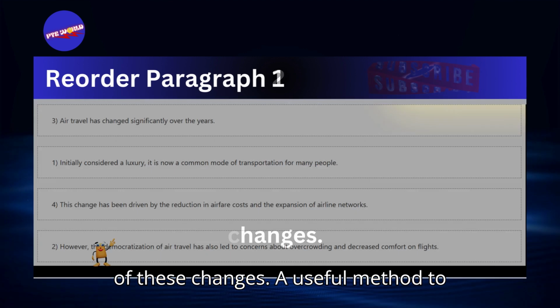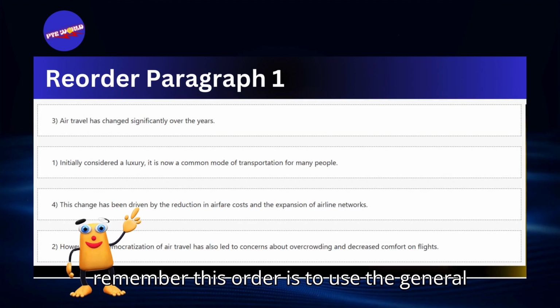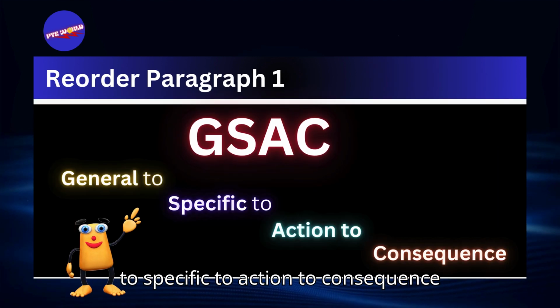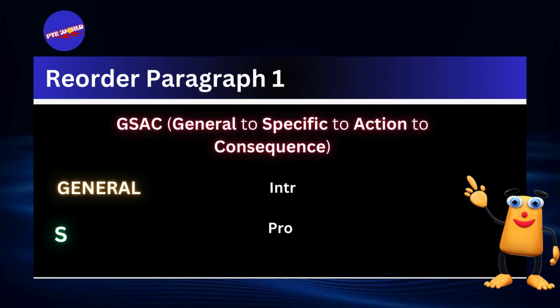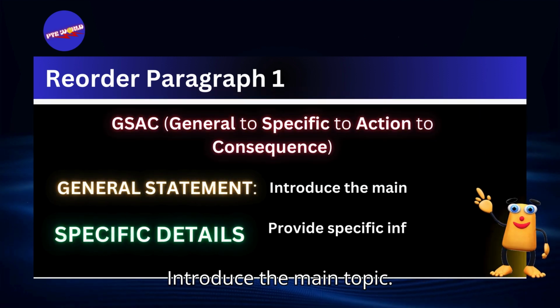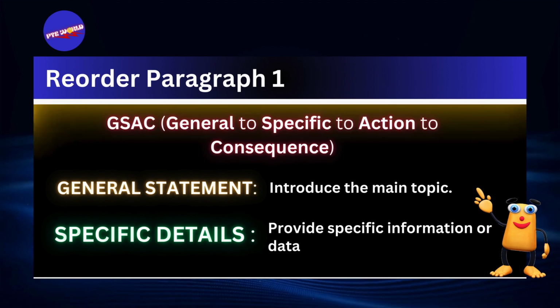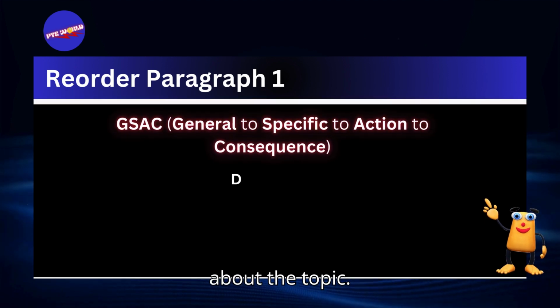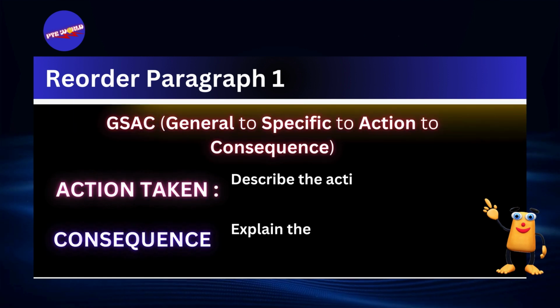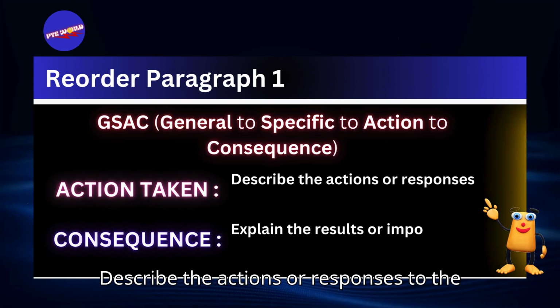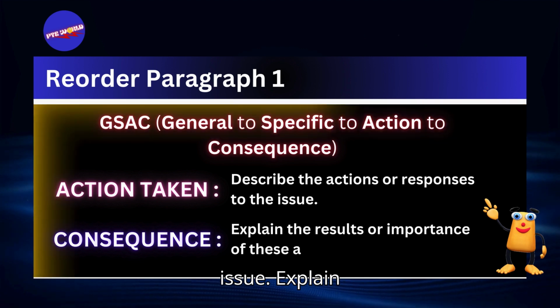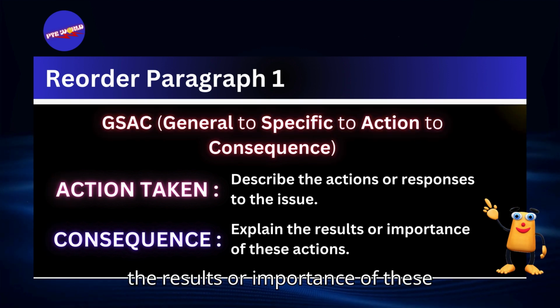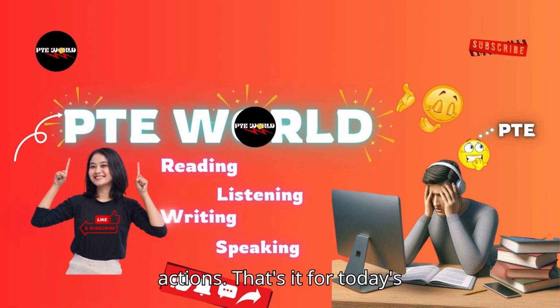A useful method to remember this order is to use the general to specific to action to consequence structure. General statement. Introduce the main topic. Specific detail. Provide specific information or data about the topic. Action taken. Describe the actions or responses to the issue. Consequence. Explain the results or importance of these actions.